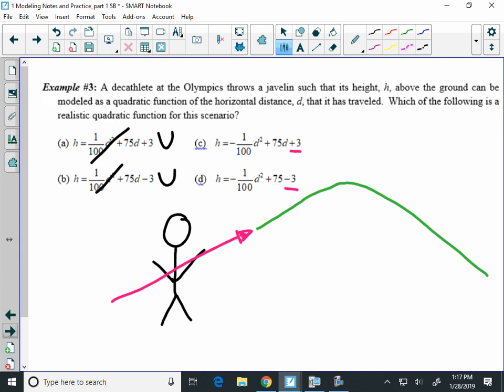How do I choose? What does that plus 3 and minus 3 mean? That is the y-intercept. So do you want a positive y-intercept or a negative y-intercept? Positive. Yeah, you can't start negative. This negative means that your javelin was being thrown from underground, which just doesn't really make sense.